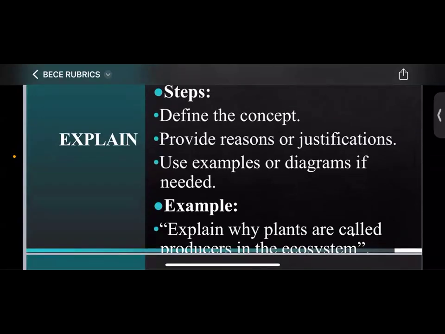So an example is: explain why plants are called producers in the ecosystem, or explain the formation of orographic rainfall. This you have to talk about, you have to define rainfall, you have to talk about the different types or examples of rainfall. There are three types: cyclonic, you can talk of relief, and convectional rainfall. Then if it is a particular rainfall they're asking you to describe, you describe it and give a perfect illustration with a diagram. And it's very, very important you give examples where needed.